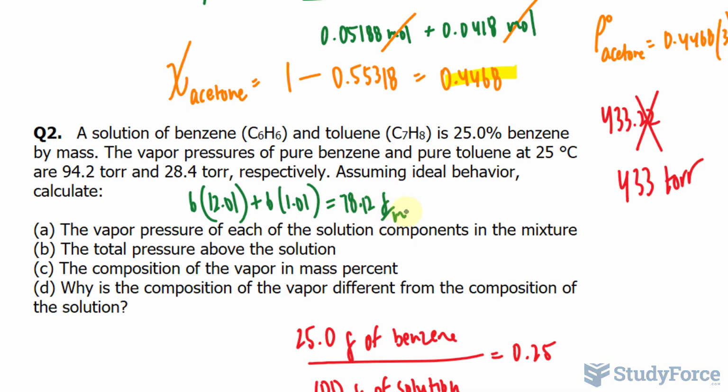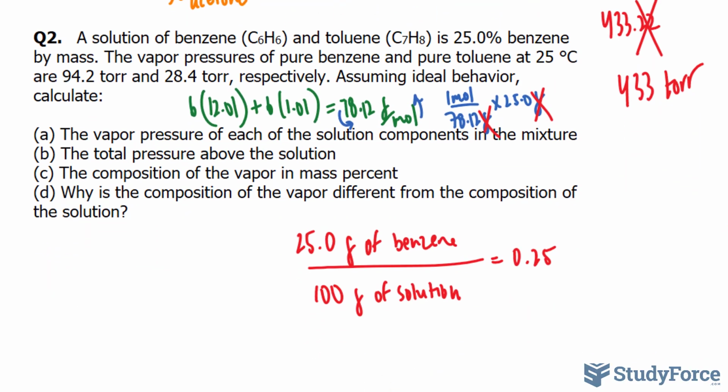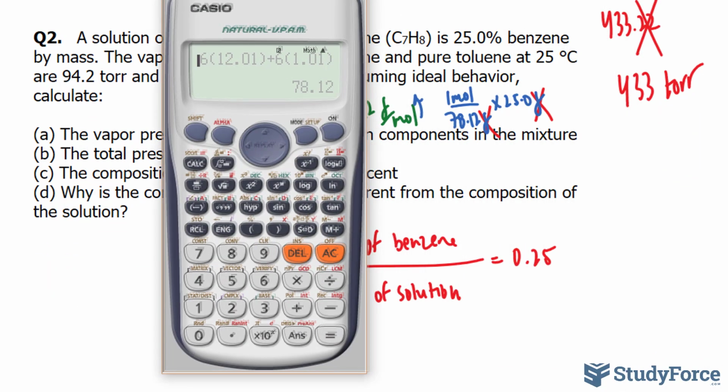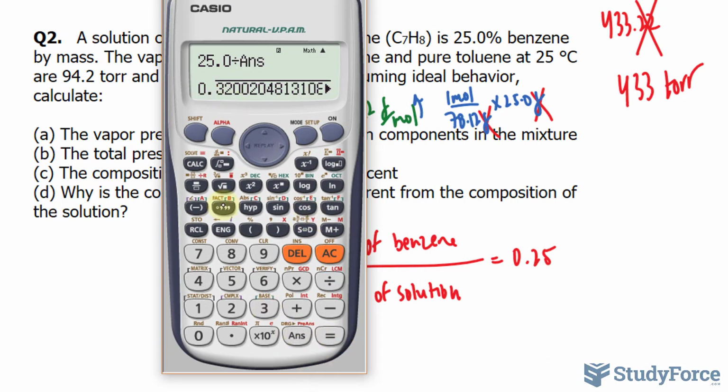78.12 grams per mole. I'll flip this ratio where I have moles at the top and grams at the bottom, and I'll indicate that with these arrows. So I have 1 mole per 78.12 grams of benzene. Multiply that to 25.0 grams of it. Watch this. These units cancel out, and now we have the moles of benzene. Using our calculator, 25.0 divided by the answer we found, and we get 0.32.